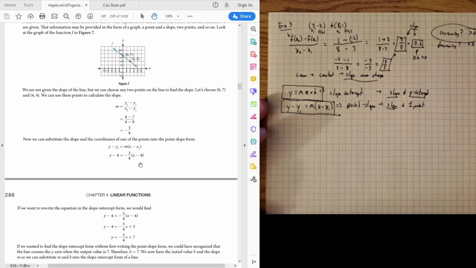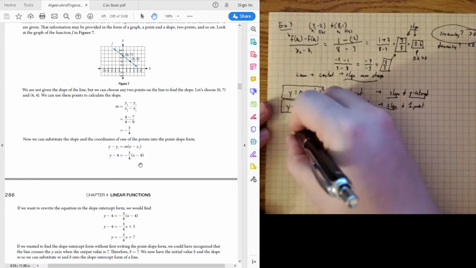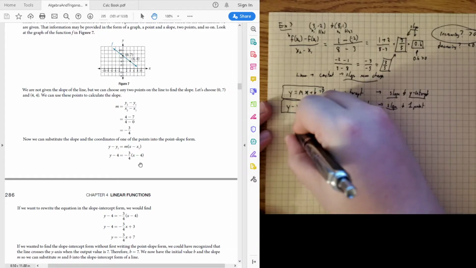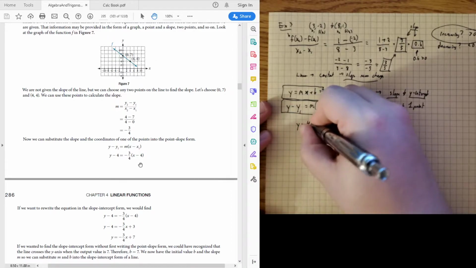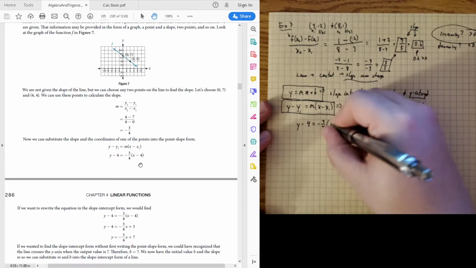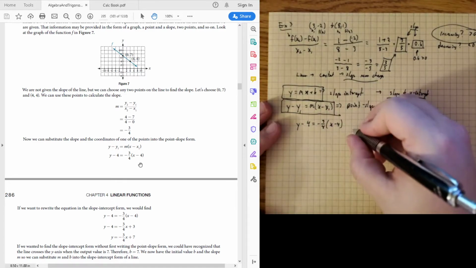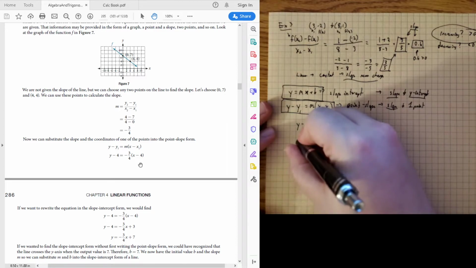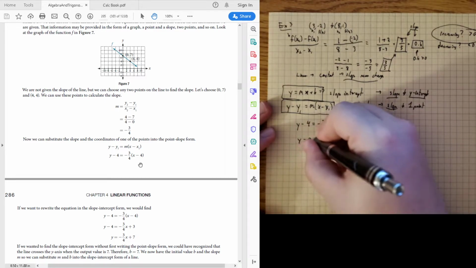It requires no extra work to get to that solution. However, the reason we take the time to solve the other one is because the other one is equally important. In this case, they've used y minus 4 equals their m, negative 3/4, x minus 4. If you were to solve this equation, you will solve and find a similar equation.